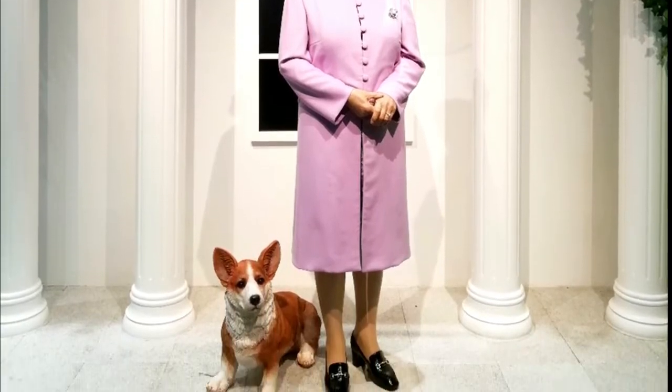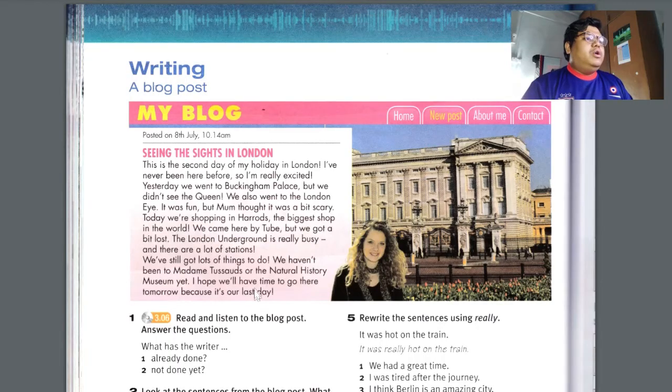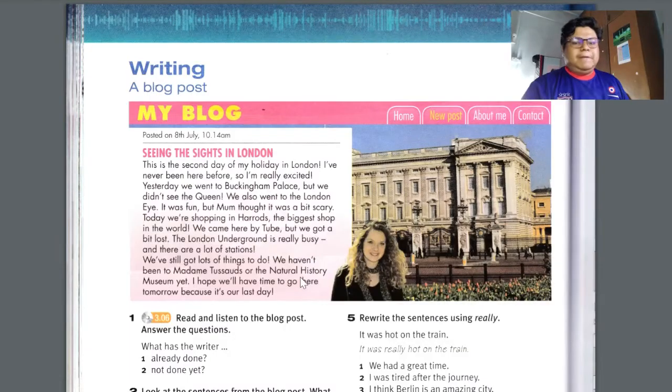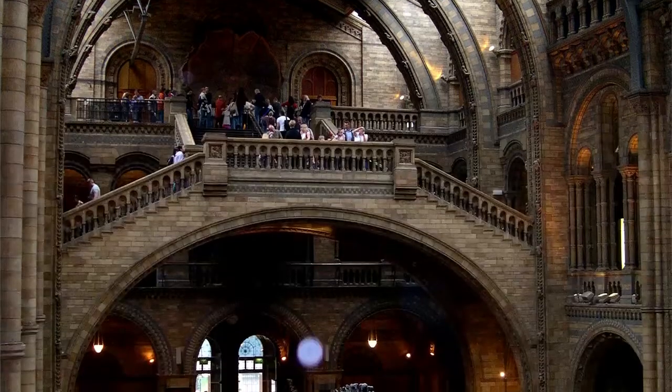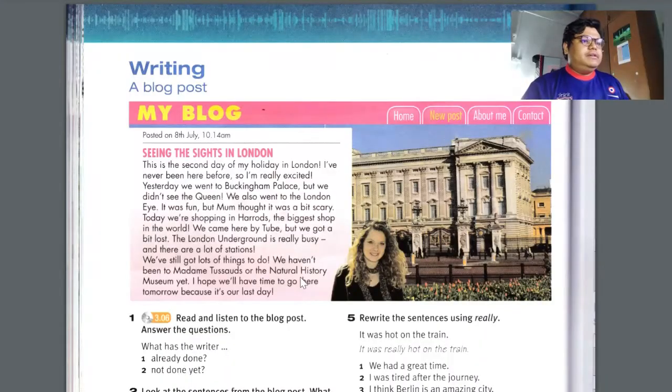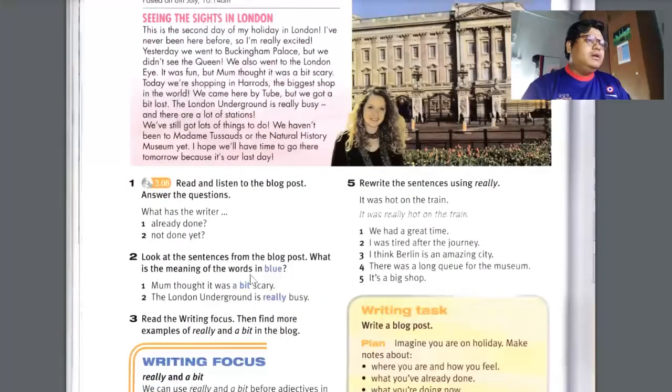So that is Madame Tussauds or the Natural History Museum. There's a museum there that showcases a lot of natural history. Okay, sejarah-sejarah natural. It showcases orang-orang zaman batu, haiwan. There's a lot of things here. The evolution of other animals as well. So, Natural History Museum. I hope we will have time to go there tomorrow because it's our last day. So probably it's a 3-day trip. Okay, so that's the blog post.